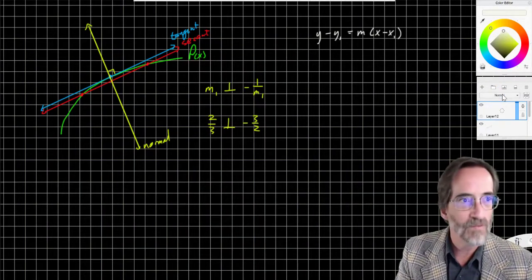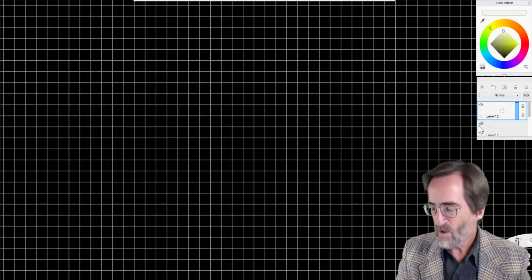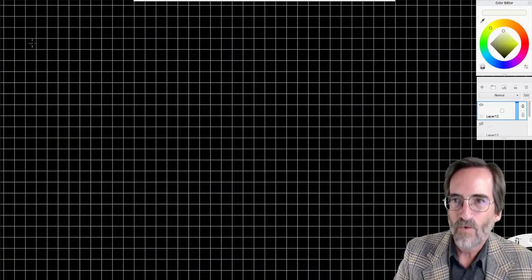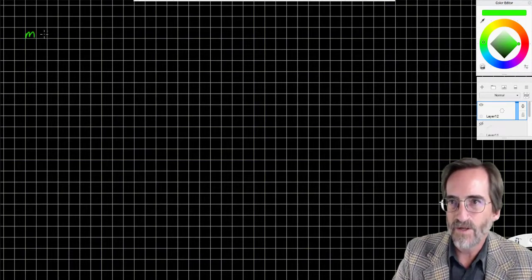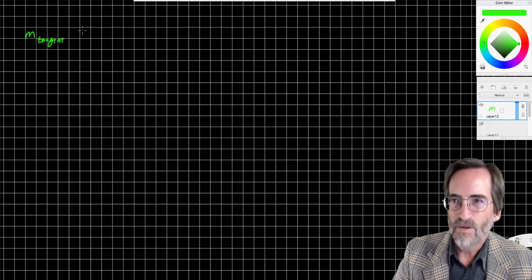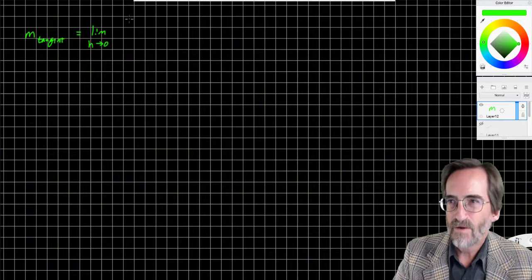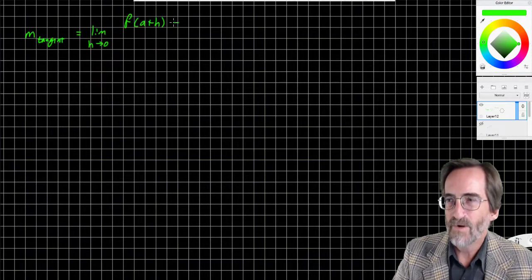But let's write out formally what we've just done here. We just said if we want to find the slope of the tangent line, I'll use m for now. Later on, we're going to redefine it as a derivative. So the slope of the tangent line is the limit as h goes to 0 of f of a plus h minus f of a.